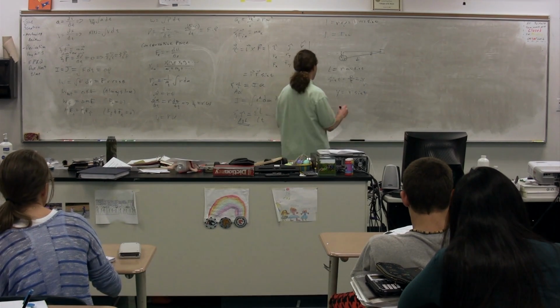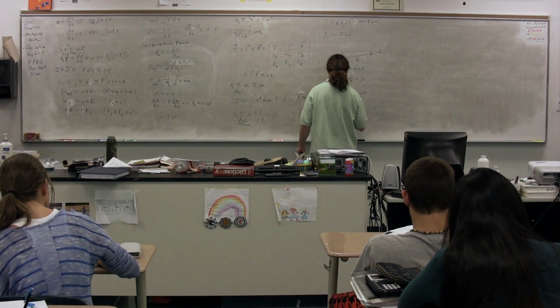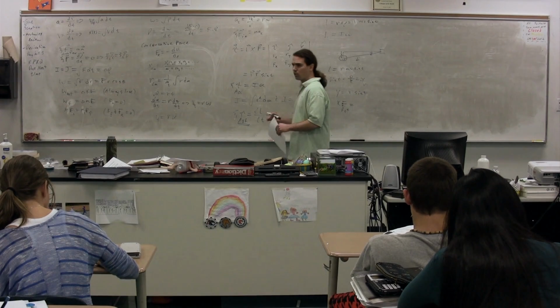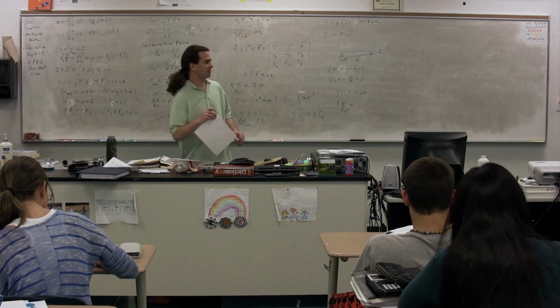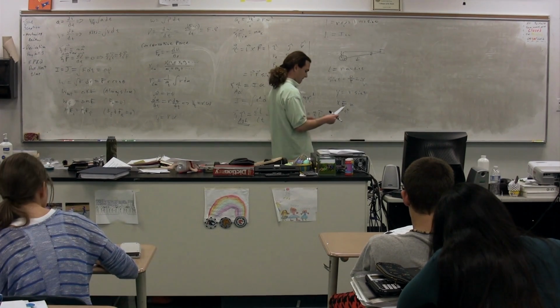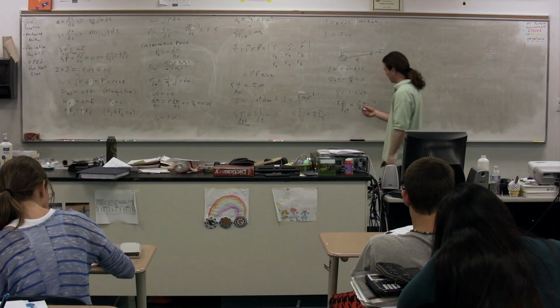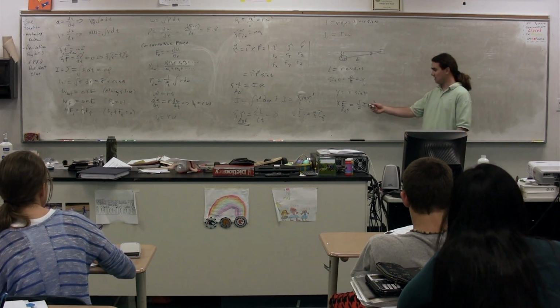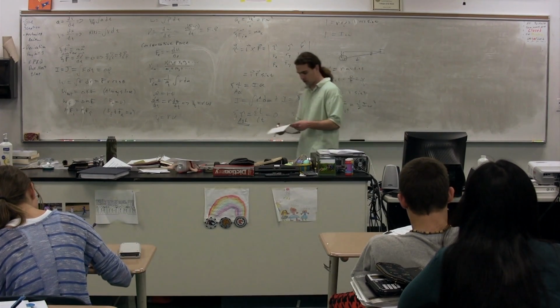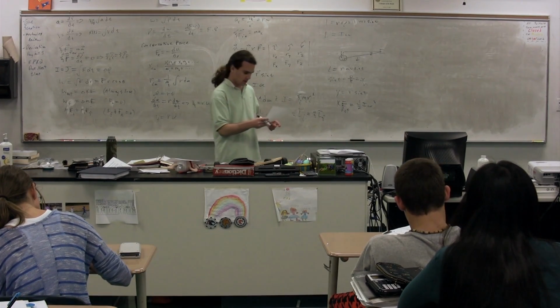We have the rotational kinetic energy. Rotational kinetic energy equation: 1/2 I omega squared. Notice, just like 1/2 mass times velocity squared, we have rotational mass and rotational velocity right there.